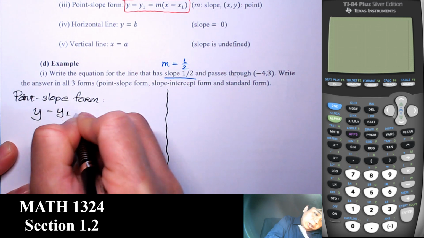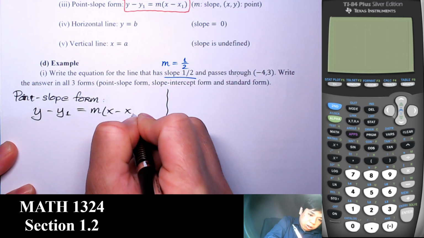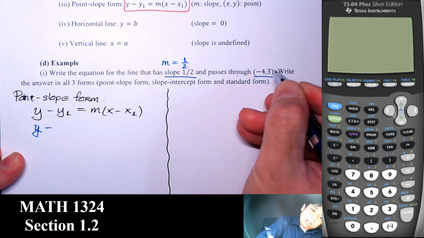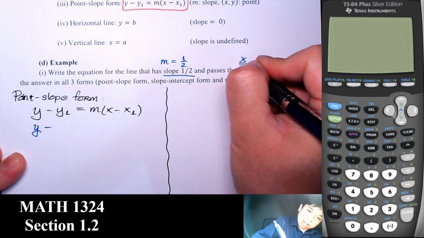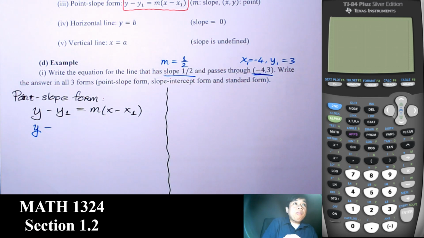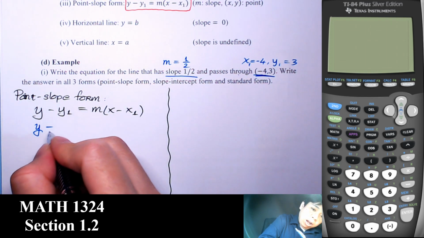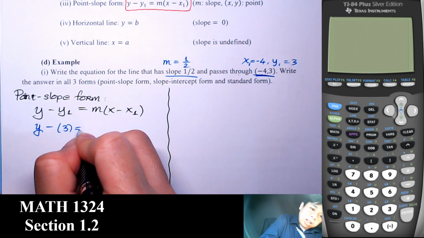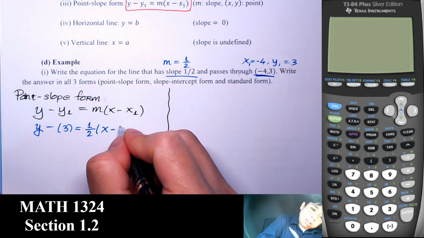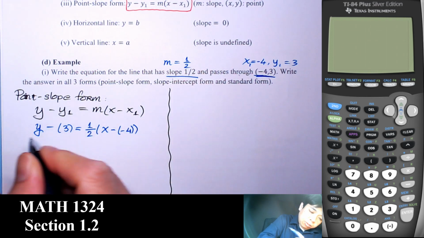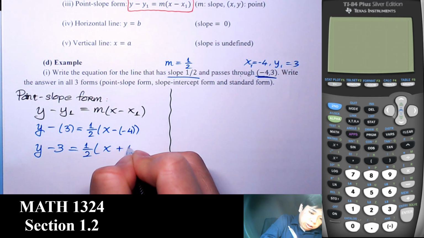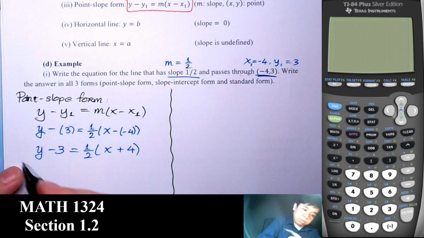y minus y1 equal to m times x minus x1. When we have this point, x1 is -4 and y1 is 3. So we have y minus y1 equal to slope times x minus x1. So y minus 3 equal to 1/2 times x plus 4. So that is the point slope form.